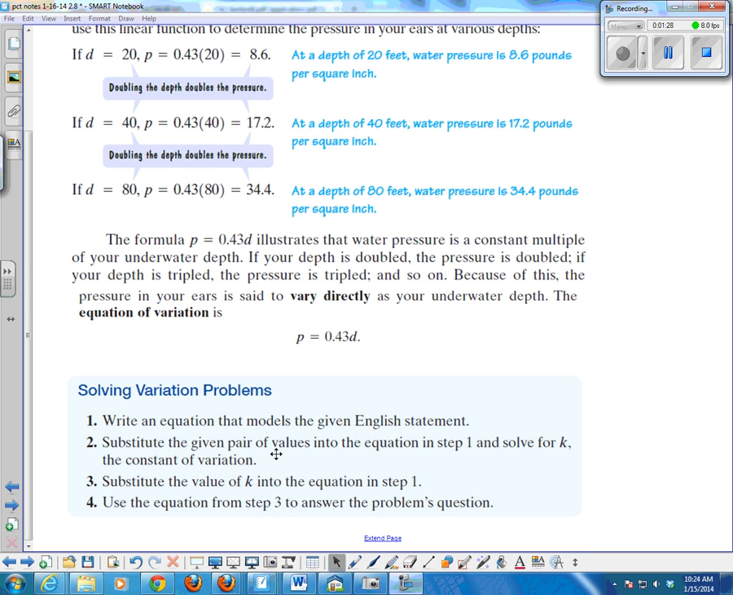Okay, the steps here show generally how we solve variation problems. First, you're going to take the words and write it into an equation, so something like this equation right here. The second thing is that you're going to substitute the given pair of values into the first equation so that you can solve for k, the constant of variation. The third step is that you're going to take the k and put it into the equation to solve for the second value from a second pair of numbers. Okay, let's look at an example.